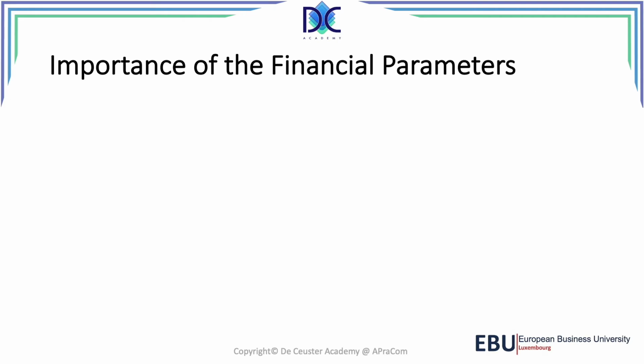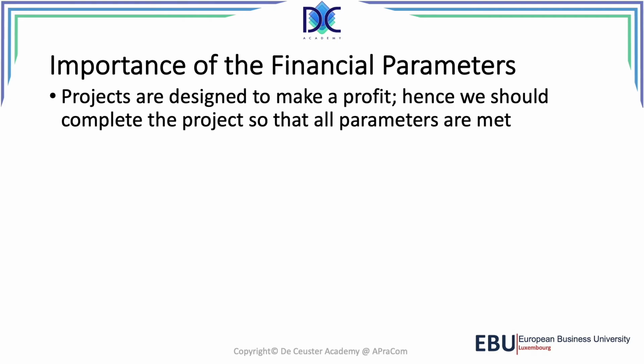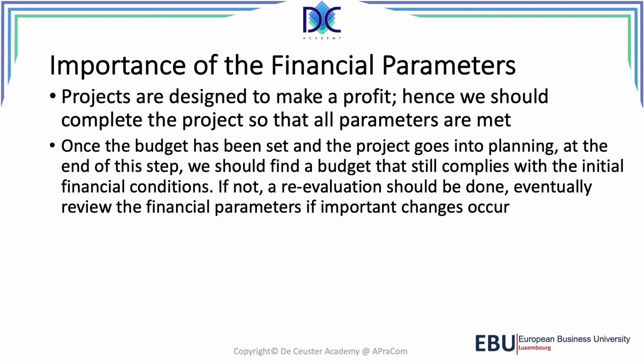Now, why are those financial parameters so important? First of all, we have to understand, does our project have financial sense to do it? We want to make a profit. We will have to follow our standards, so we have to see that all the parameters have been met. Once the budget has been set and we approve the project, we go into planning. And at the end of the planning step, we have a new, more detailed estimate of the project. And here we're going to do a re-evaluation. We have to see if our project still complies with the financial parameters that we defined before.